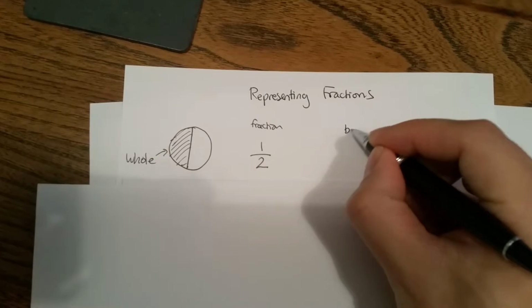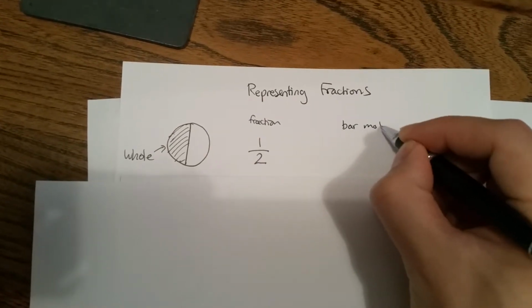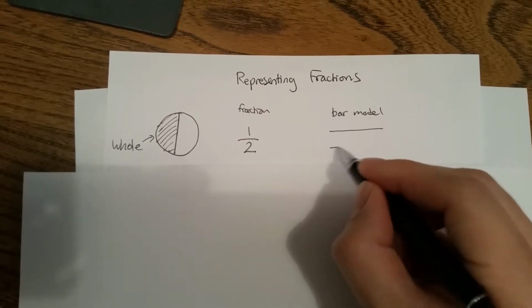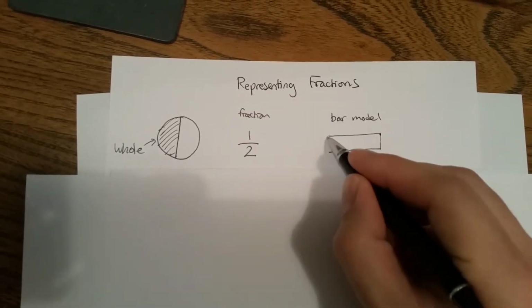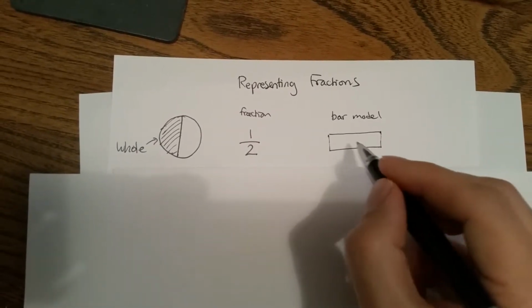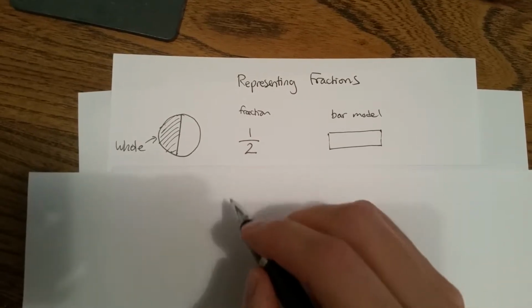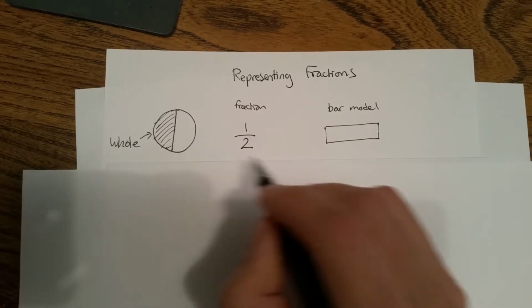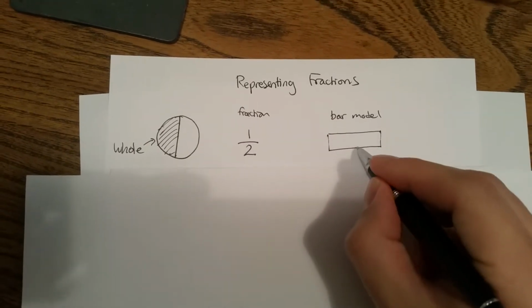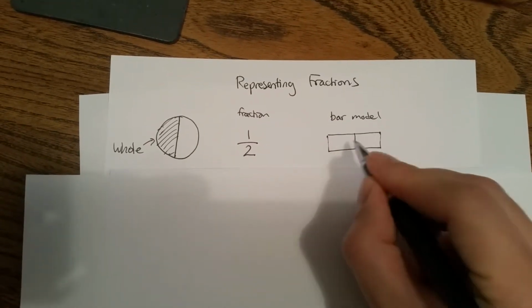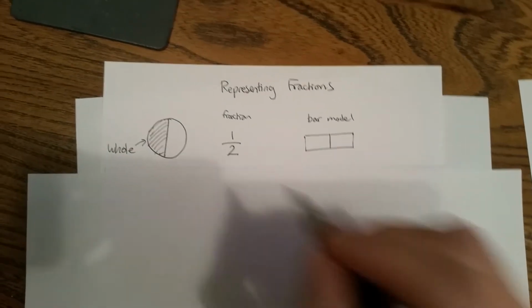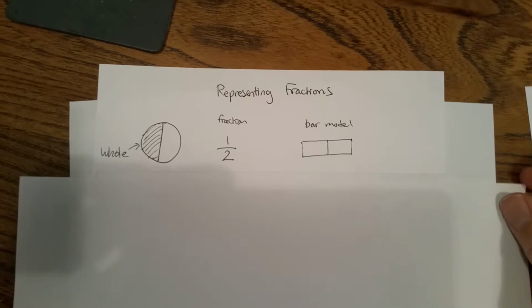I also want to show you how to show that as something called a bar model. And we use bar models a lot. They're really useful. So I draw my bar, and guess how many sections I split my bar into? Yep, 2, because that's what my diagram shows, that's what my fraction shows. So I'm going to split it exactly down the middle. Be very precise about that. Both parts have to be exactly the same, otherwise it's not a true fraction.